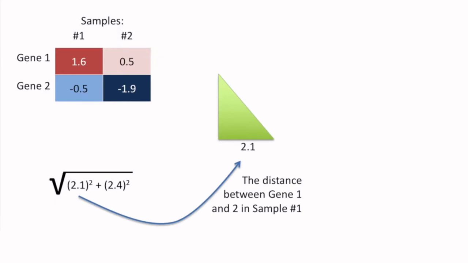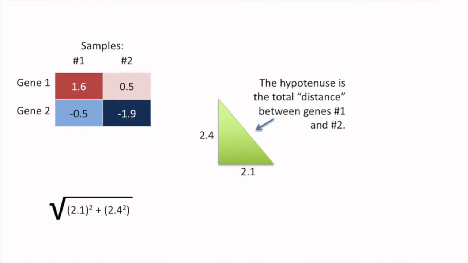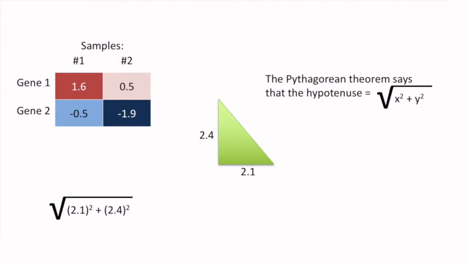Now we can think of these values within the parentheses as sides of a triangle. On the x-axis we have the distance between gene 1 and gene 2 in sample number 1, and on the y-axis we have the distance between gene 1 and 2 in sample number 2. The hypotenuse is the distance between genes 1 and 2. The Pythagorean theorem says the hypotenuse is equal to the square root of x squared plus y squared. So in this case that means the square root of 2.1 squared plus 2.4 squared.